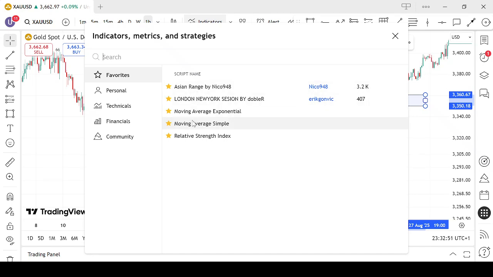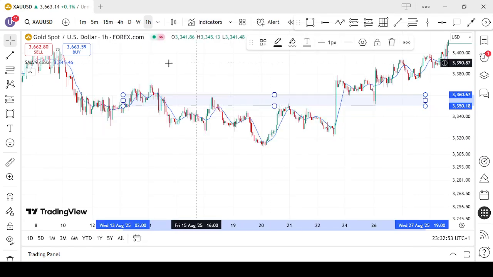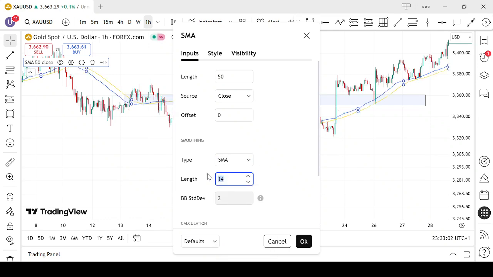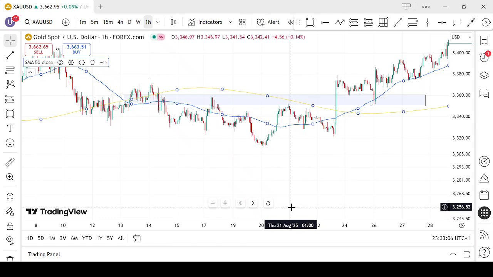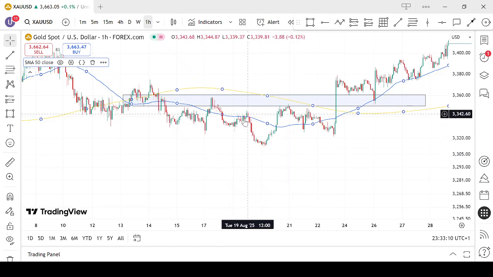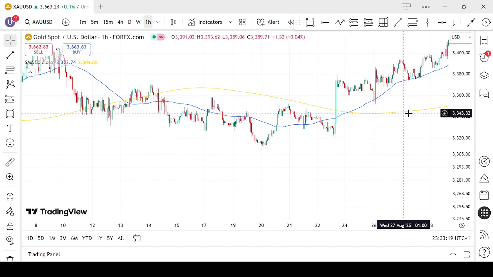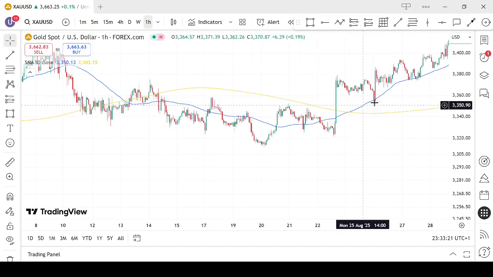You can use your moving averages, like your 50 period and your 200 period moving average. Now I will set my moving averages to 50 and 200 to make it easier for us to understand. To identify trend direction, when the shorter moving average, which is this blue line, crosses above the longer period, the yellow line. The 200 period is the yellow line, the 50 period is the blue line.